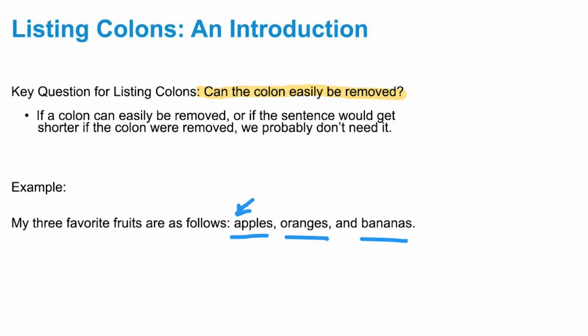This is where it gets tricky on the test because we want to ask ourselves, can this colon here be removed? Could we say, my 3 favorite fruits are as follows: apples, oranges, and bananas? Not really. Right? We can't just remove that colon, something seems a little bit off. But what if we just rephrase the sentence a little bit? Is there a better way to say this? Maybe we could say, my 3 favorite fruits are apples, oranges, and bananas.